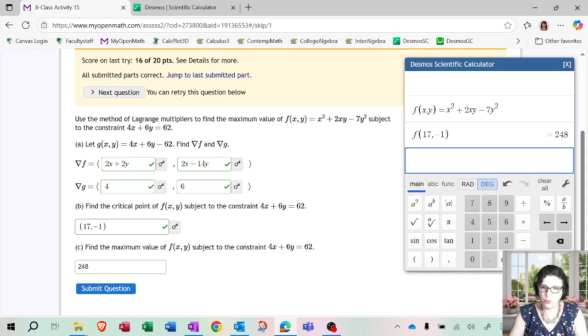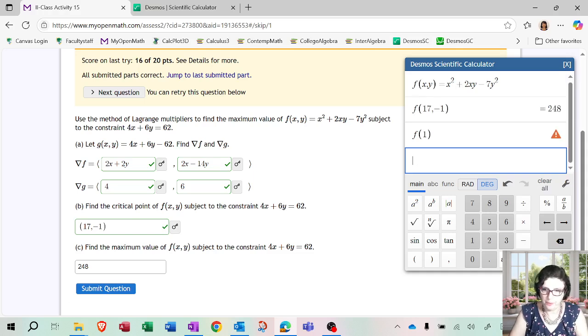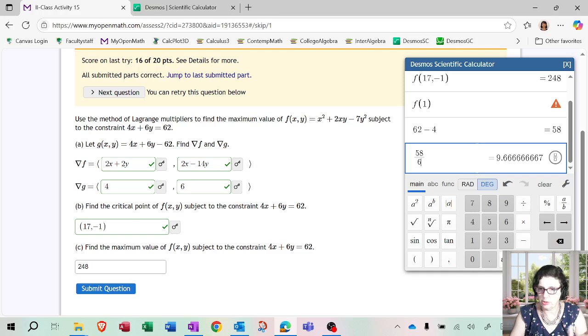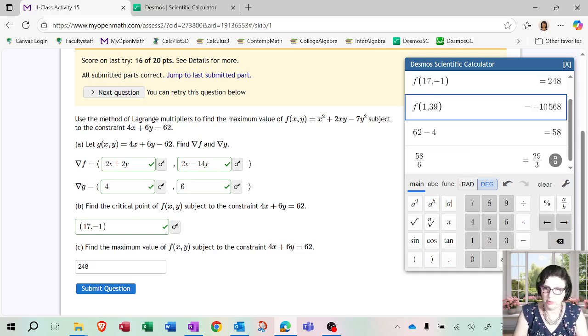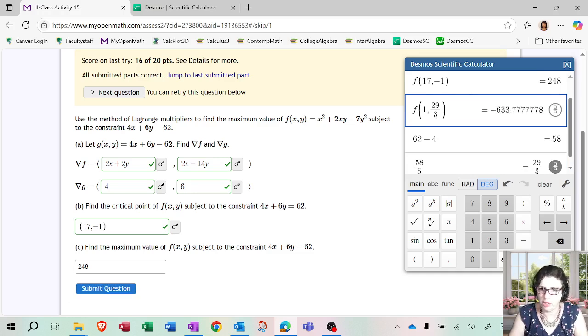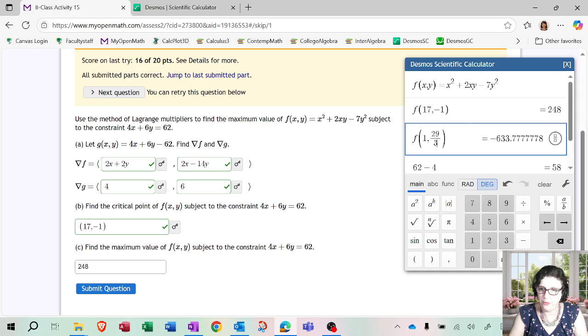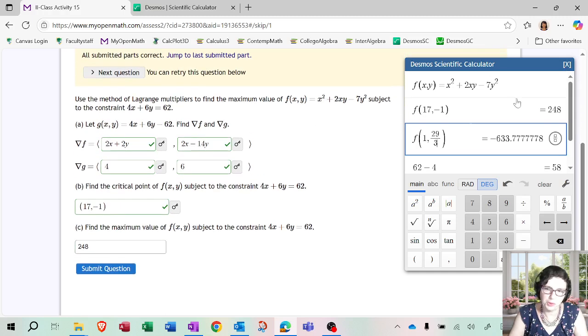So what can we pick? Which point can we pick that would belong to this constraint? So let's just, for example, pick x equals 1. Okay, so if x equals 1, what will happen? So let's just subtract 4. This is going to be 58 over 6. So it's going to be some fraction, 29 over 3 or something. But it belongs to the constraint. Okay, so that one is definitely smaller than 248. So pretty much we already know it's going to be a maximum.